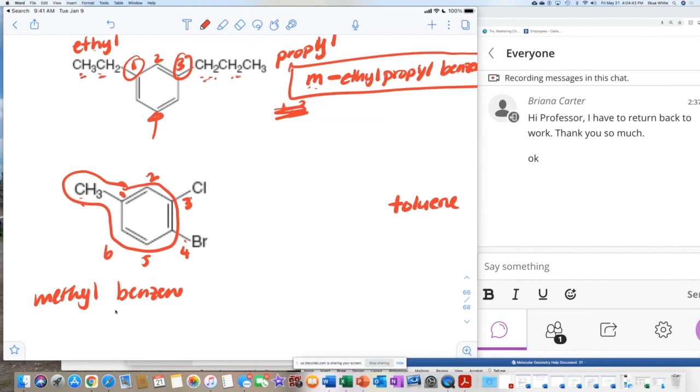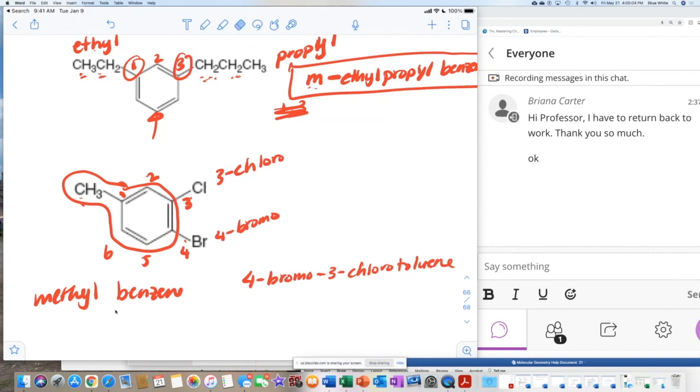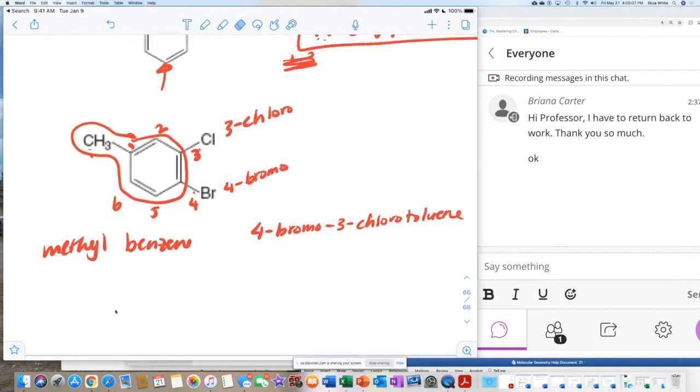And then let's see, what do we have here? I have 3 chloro, 4 bromo. So when I consolidate, I end up with 4 dash bromo dash 3 dash chloro toluene. Okay. B comes before, ooh, my bad. B comes before C.